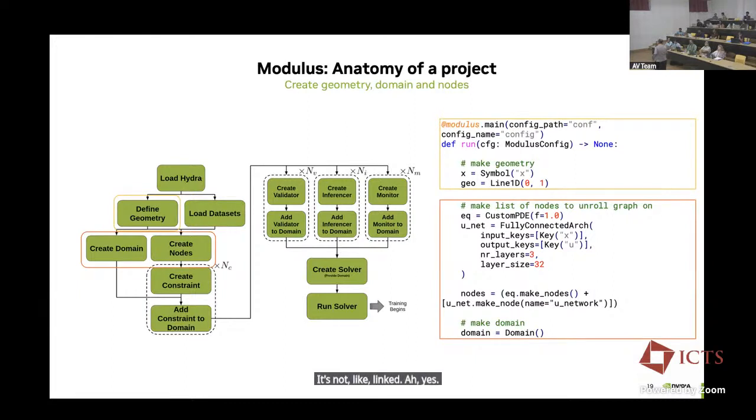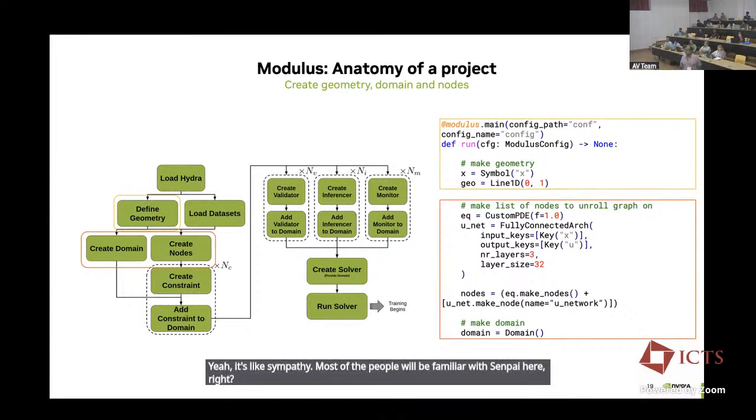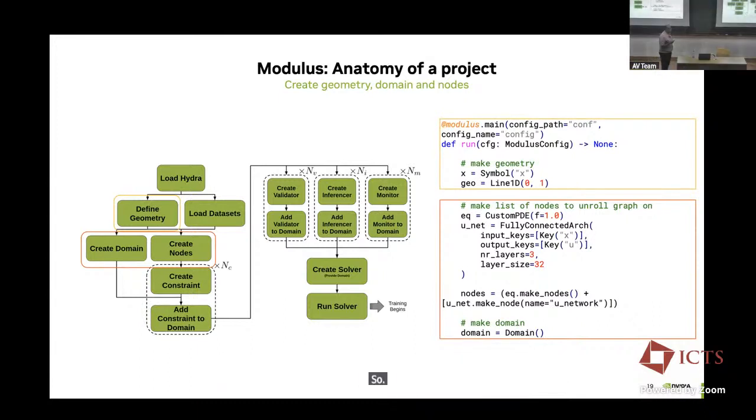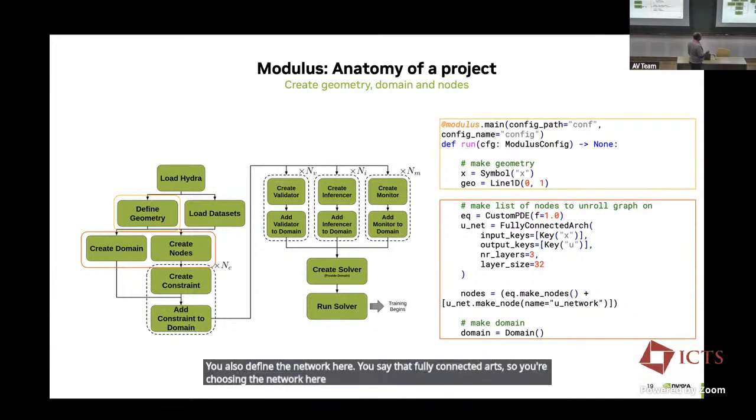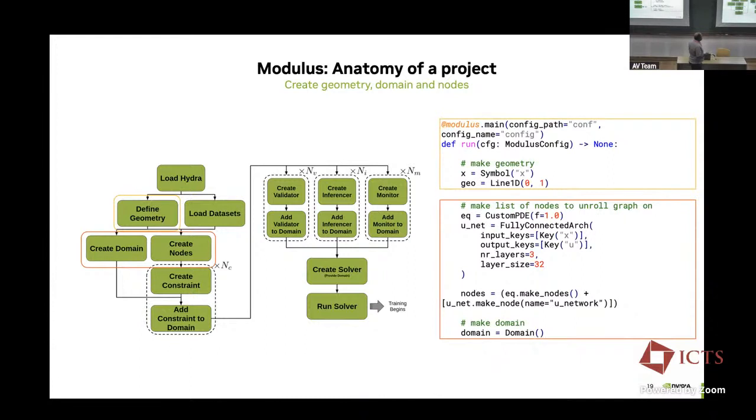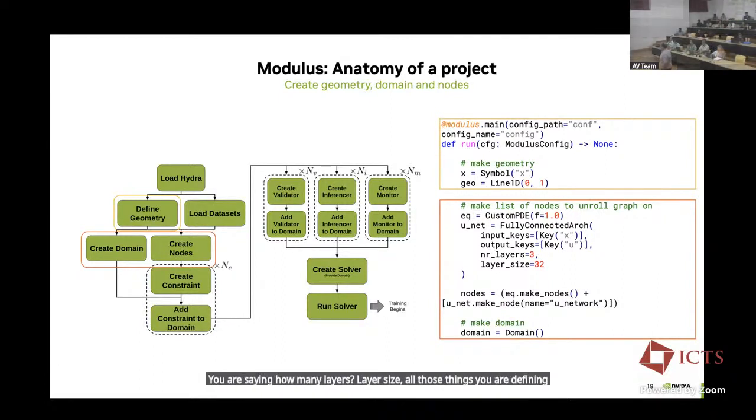It's like SymPy. Most of the people will be familiar with SymPy here, right? So you define the geometry and things in SymPy. You define the equations also. You also define the network here. You say that fully connected arch, so you are choosing the network here. You are saying how many layers, layer size, all those things you are defining here.